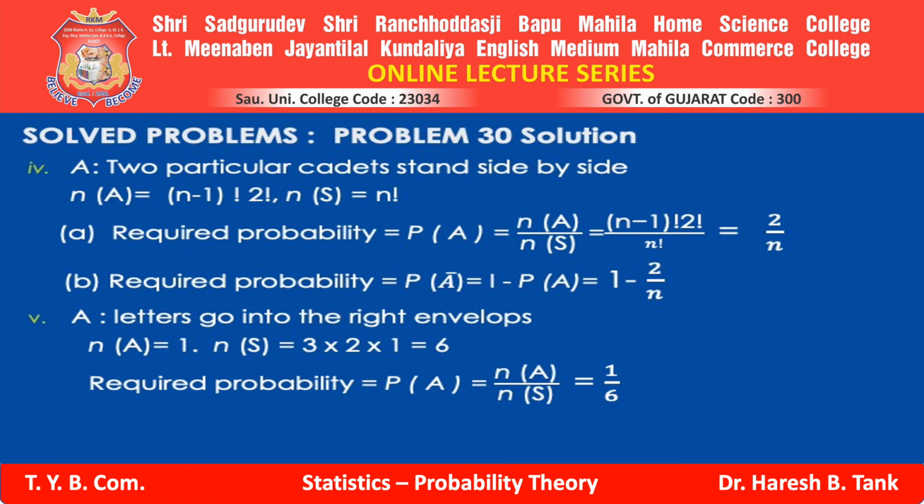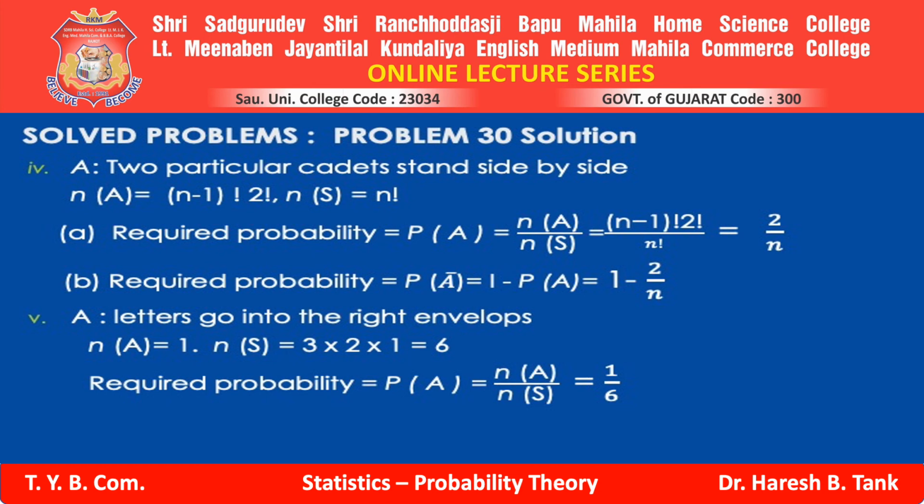Similarly, they do not stand side by side, which is nothing but the complementary of this. So it is probability of A complement that is needed. Probability of A complement is nothing but 1 minus probability of A. 1 minus probability of A means it is 1 minus 2 upon n. Right?